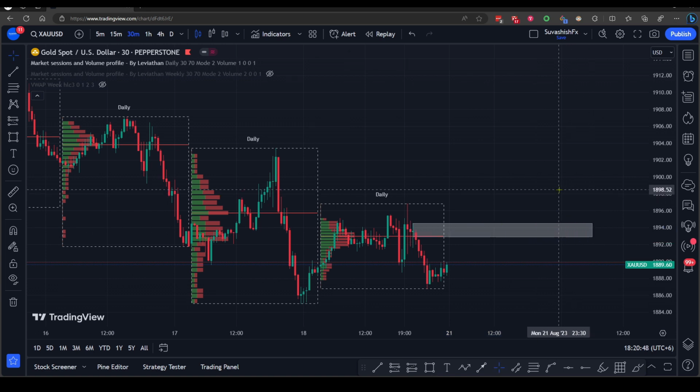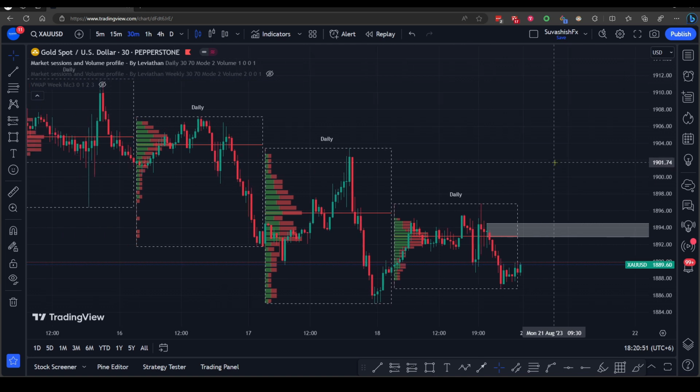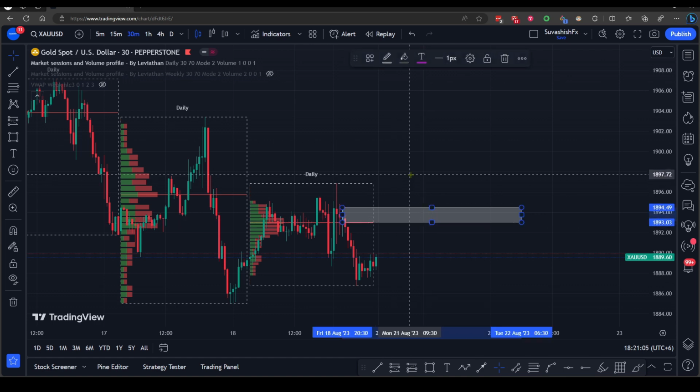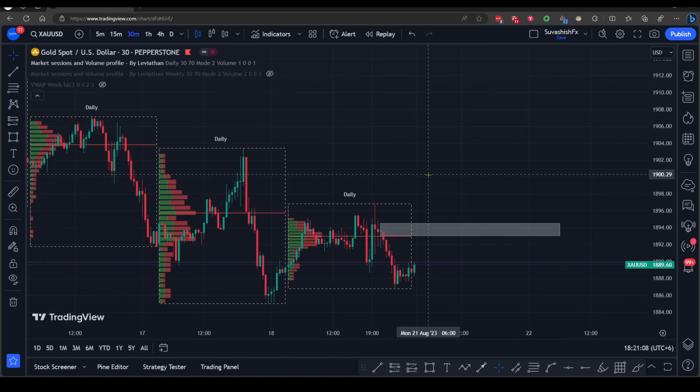Very simple, it's not much complicated. Okay, so that's the daily profile. We can find out where the institutions are holding their positions, right? And we mark up our resistance area, because the market is in a downtrend, we are only looking for sells, right?